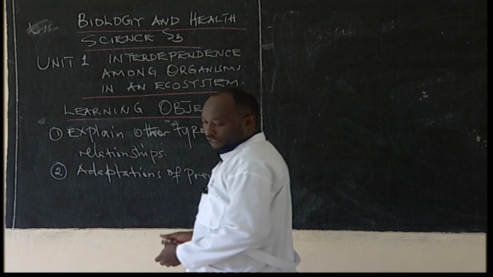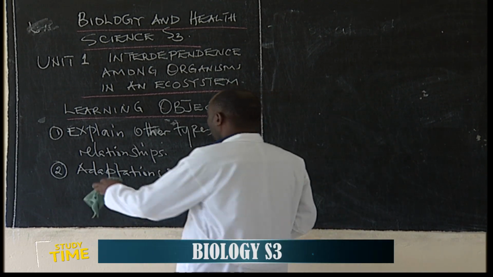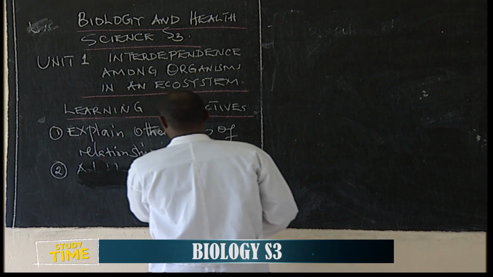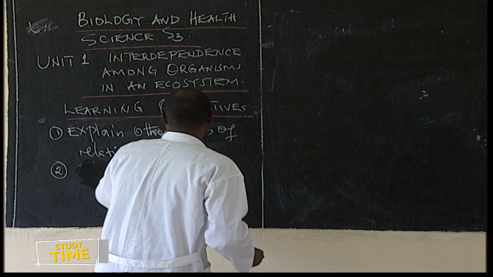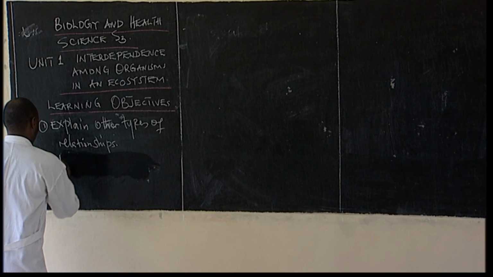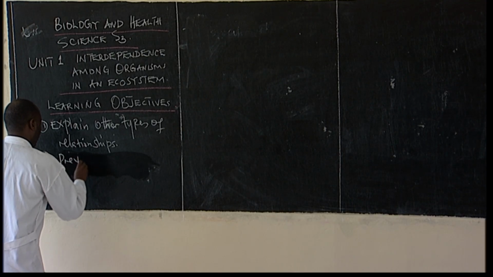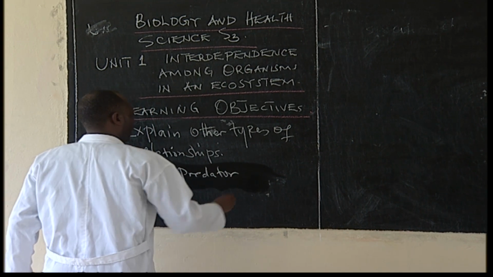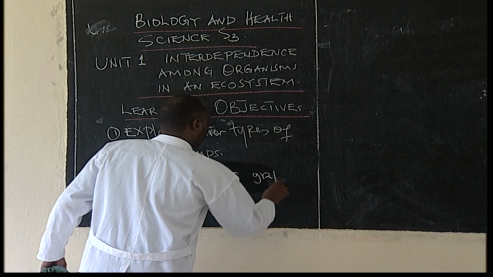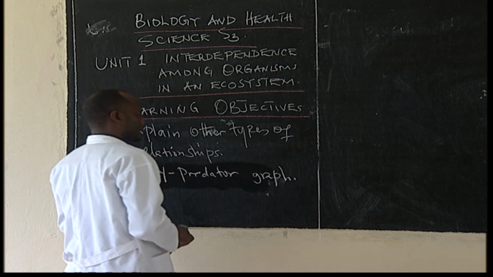The learning objective of today is to explain the other types of relationships, and we also have to talk about a predator graph, to interpret the graph that shows a predator-prey relationship.